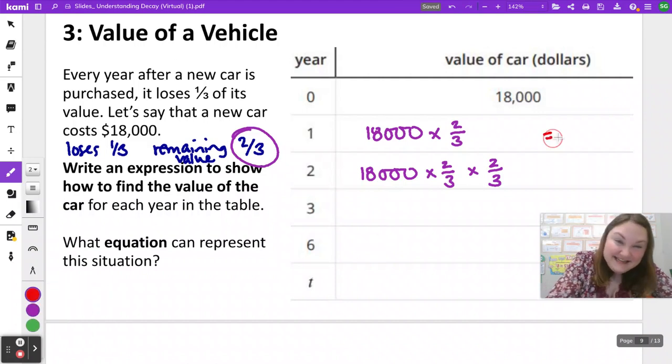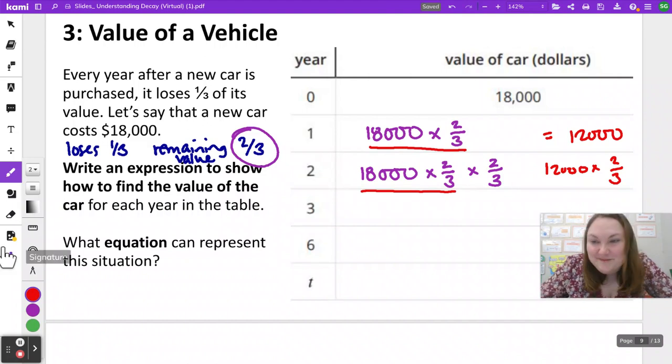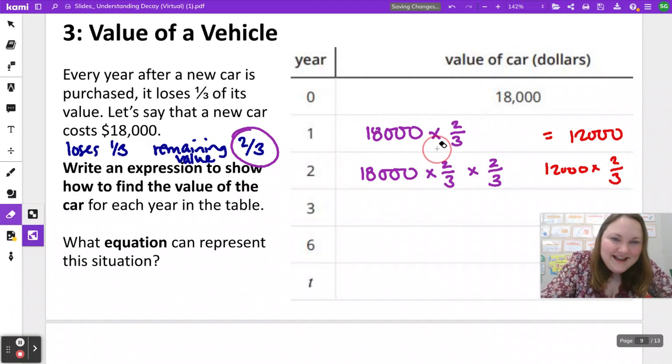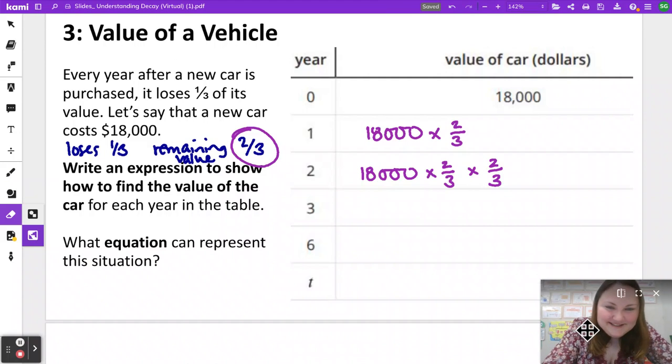Remember, we said this isn't necessary, but if you got an answer here, the math you would be doing for year 2 is just taking year 1 and multiplying it by two-thirds. But instead of writing the 12,000, we're writing this part right here again to show we're taking year 1's and multiplying it by two-thirds again. If you did not get that earlier, it's okay. Do you think you have an idea now for year 3 and year 6?